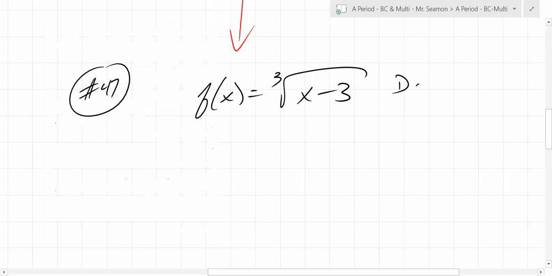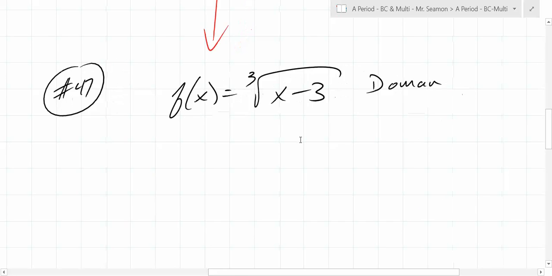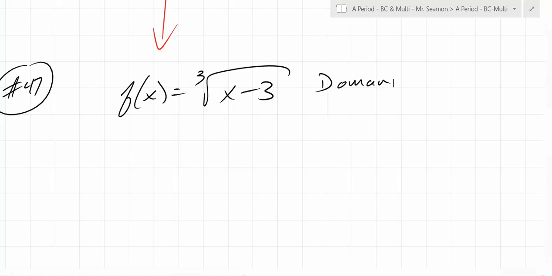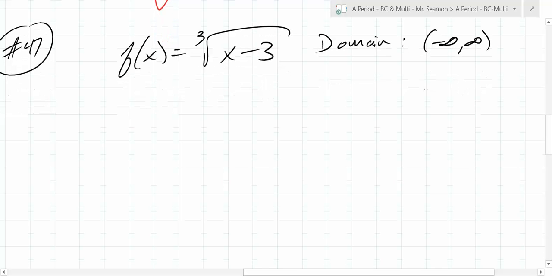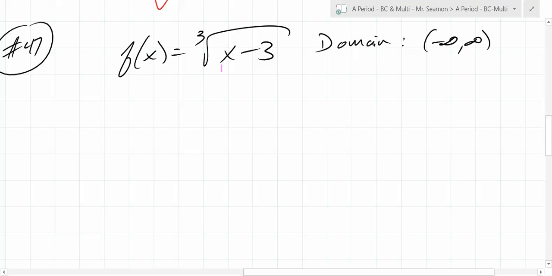Domain is just going to be all real numbers, and you like to write that as brackets here, negative infinity to infinity. Yes. So you haven't talked about graphing shifts, how this works, what happens here?